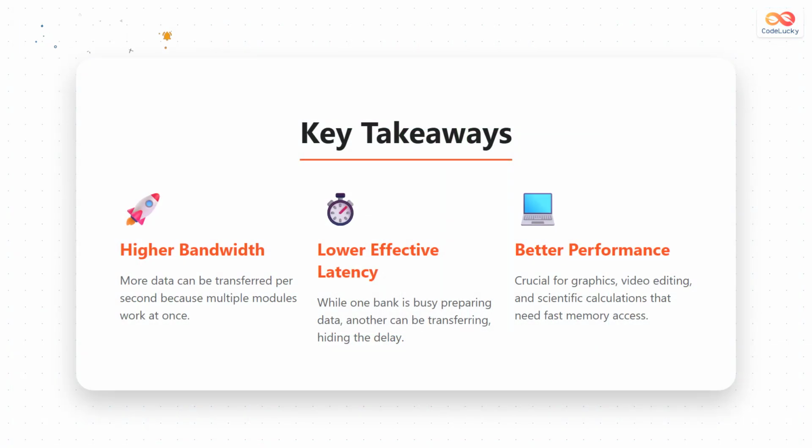To summarize, memory interleaving divides memory into independent banks to allow parallel access. This technique significantly increases memory bandwidth and reduces the effective latency seen by the processor. It is a fundamental concept that ensures our fast CPUs are not starved for data, keeping our applications and games running smoothly.